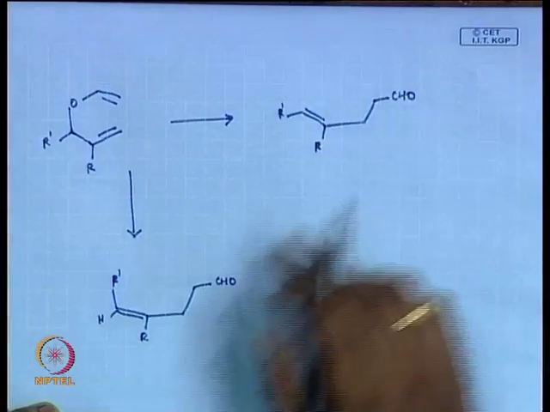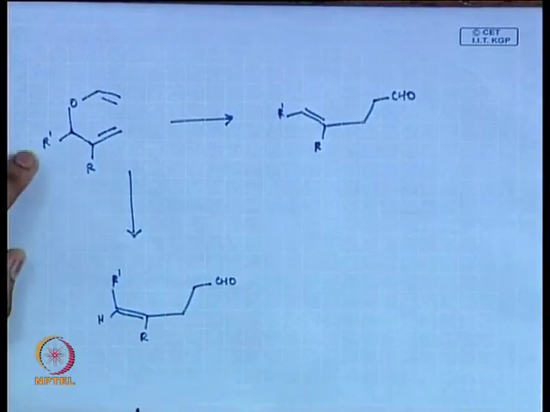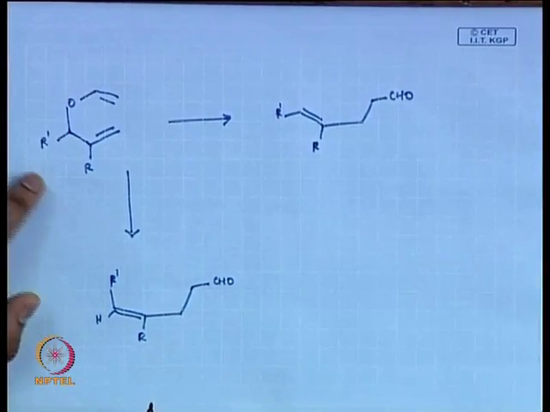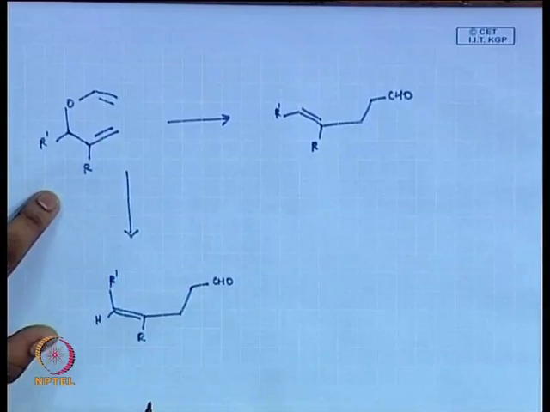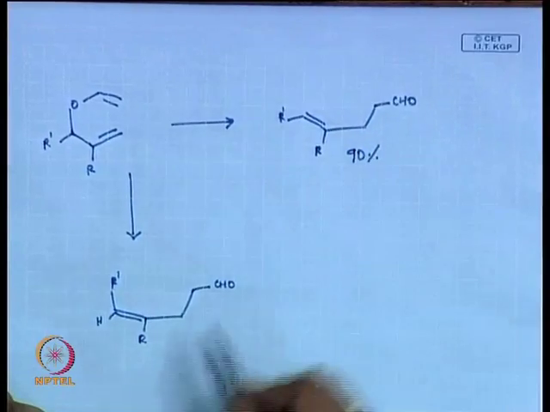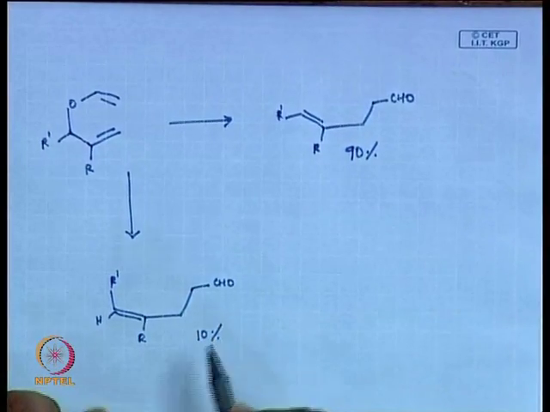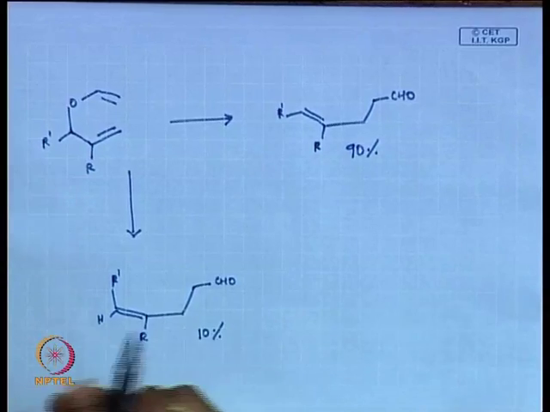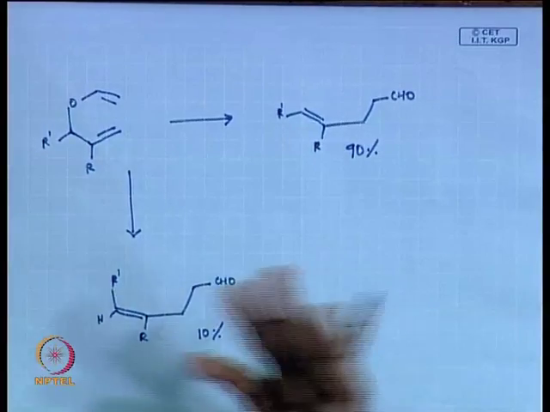So, I can get these two products, right. If my R prime and R, if I make one as methyl and another as ethyl, then you can see that the ratio of this product now becomes 90 percentage. In this case it is 10 percentage, because now you get 1,3-diaxial interaction, so it does not move towards that; it will move towards the more equatorial. This 1,3-diaxial interaction makes it less favored. So, you get this more.